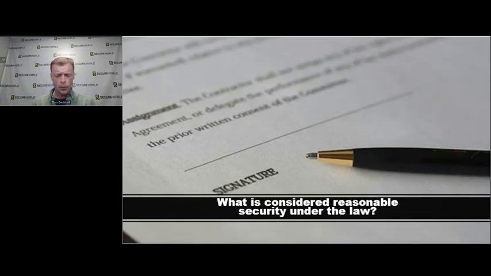So the first one, I kind of want to go back to Scott. You had talked about reasonable security under the law. What does that mean? I mean, that is so ambiguous. Could you unpack that a little bit, Scott? I would be delighted to, and to use your favorite attorney phrase, it depends.